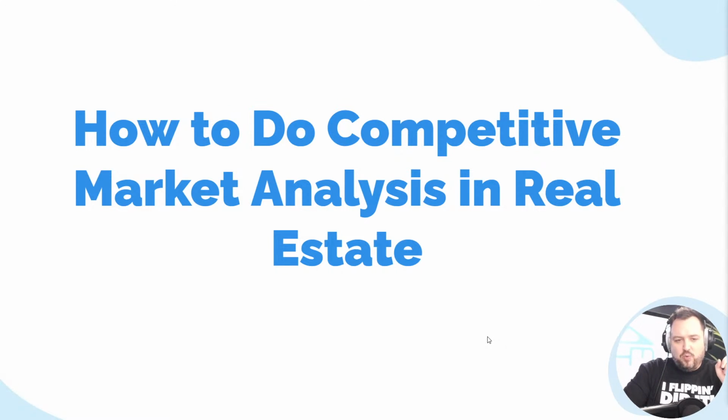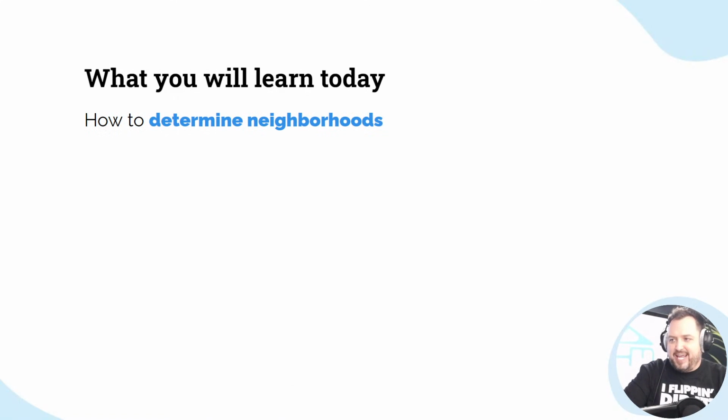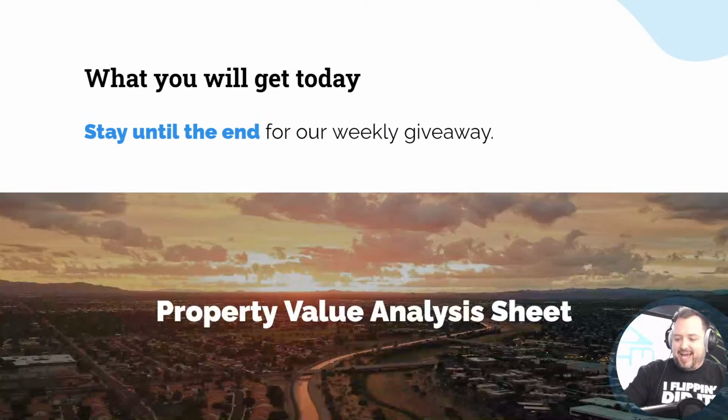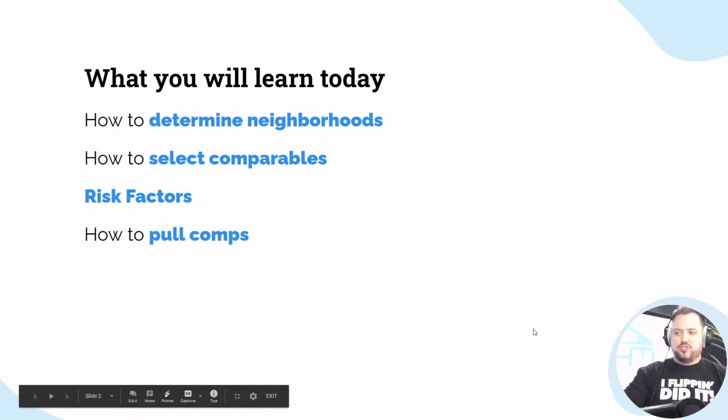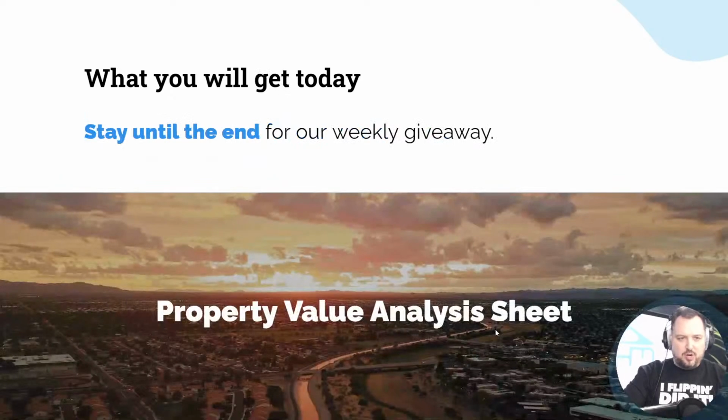And so we want to tackle one of those today. What we're going to be talking about is how to do competitive market analysis in real estate, how to make those determinations. What you're going to walk away with by the end of today is how to determine the neighborhoods that you're investing in, how to select comparables, the risk factors that are involved and how to know what to do with those, and actually how to pull comparables the appropriate way so you can avoid some of these risks that real estate investors are making.